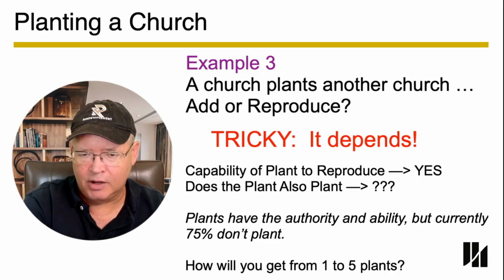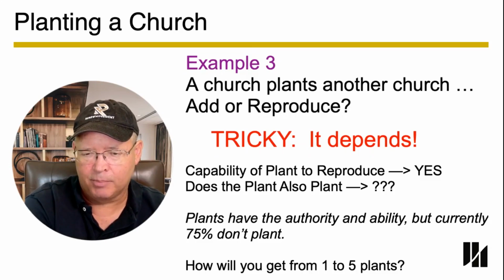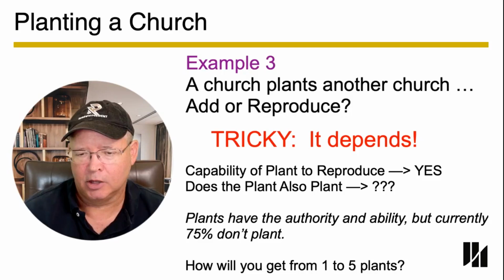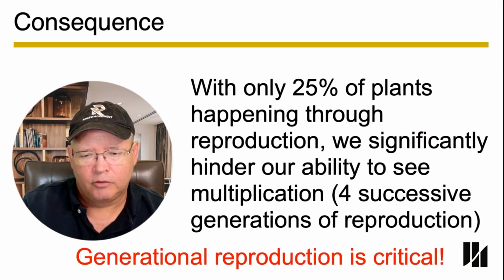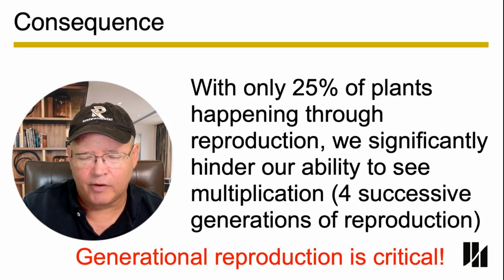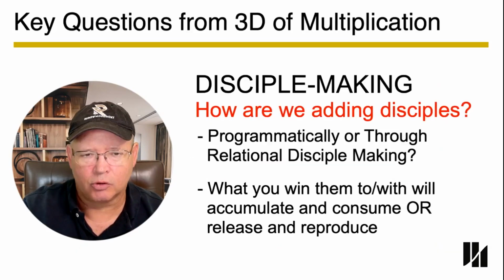If 75% of church plants aren't planting churches, so only 1 in 4 are, it is physically impossible for us to get to multiplication. We've got to see a much higher percentage of our church plants getting involved in church planting. We've got to see the generational planting activity happening. And so the consequence of all this, with only 25% of church plants happening through reproduction, is that we hinder our ability for multiplication. Generational reproduction is critical.